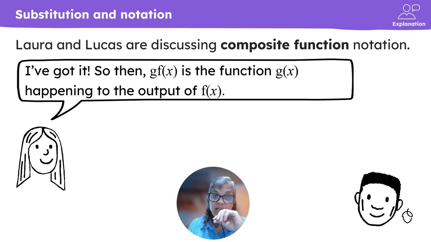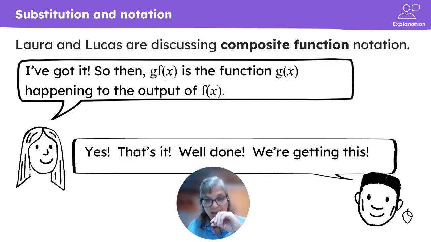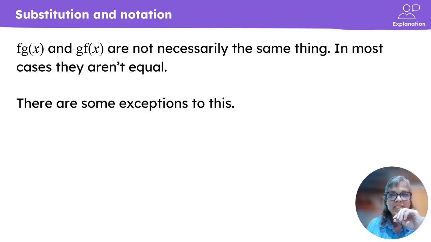Oh, Laura says, okay, so then GF of x is the function g happening to the output of f of x. And Lucas says, yeah, that's it. Well done. I think we're getting this. I hope you're getting it too. Let's see a few more things.